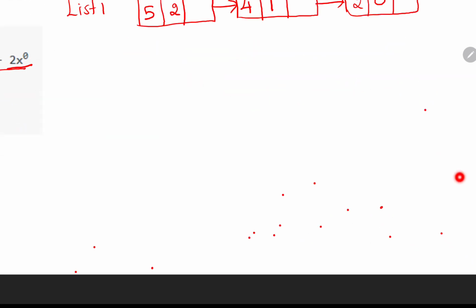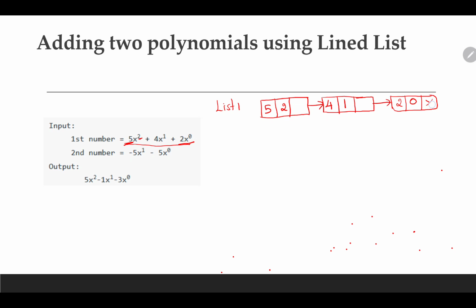Okay. So this is null. Here it is null. And next we have to draw the list for the second equation. So here the second equation has no power 2. So we can draw it here, so it will be easy for the addition. Because the power is 1 for this, the coefficient is minus 5. Then power is 1. Then for the next one, the coefficient is minus 5. So it is 0. So now we are going to do the addition.